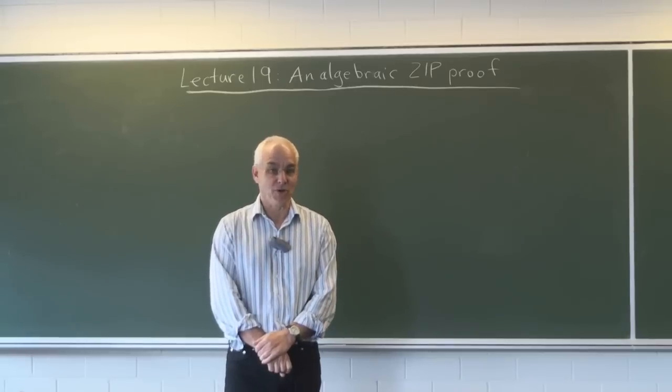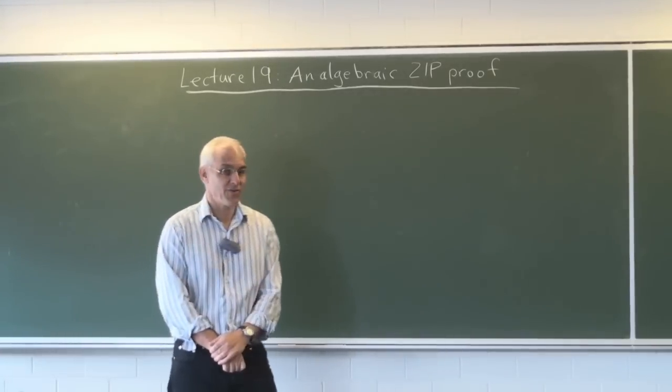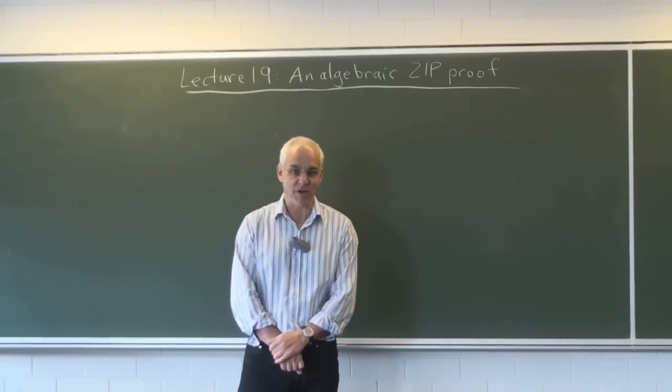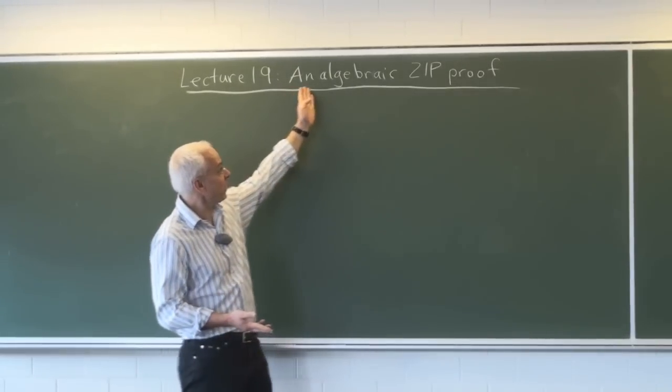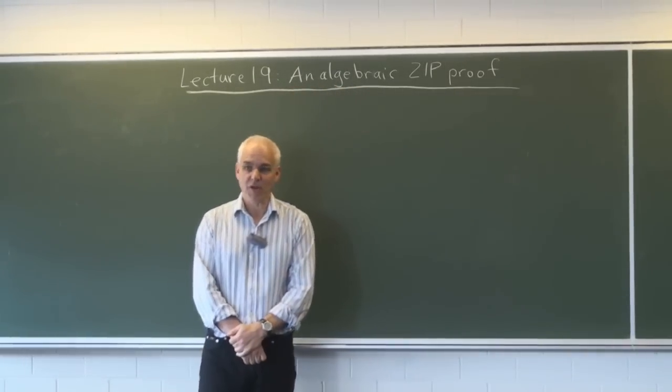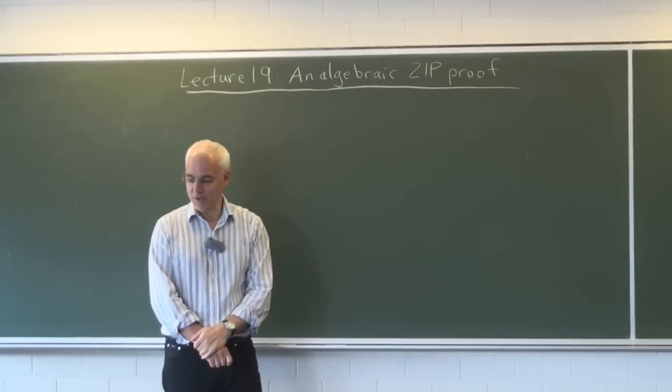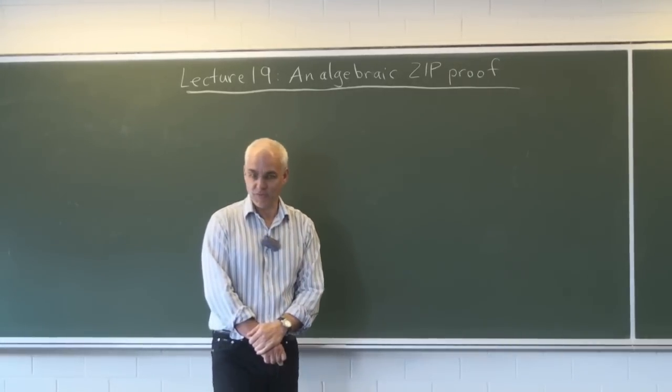All right, so welcome to our 19th lecture on this beginner's course in algebraic topology. I'm Norman Wildberger at the University of New South Wales. And today we're going to talk about an algebraic zip proof of the classification theorem of two-dimensional surfaces.